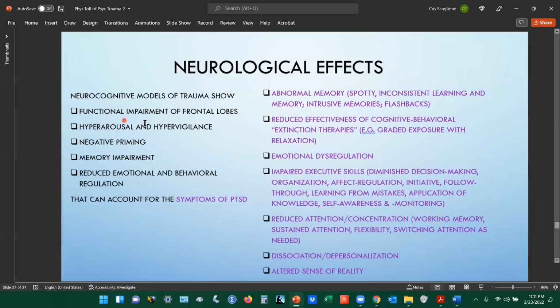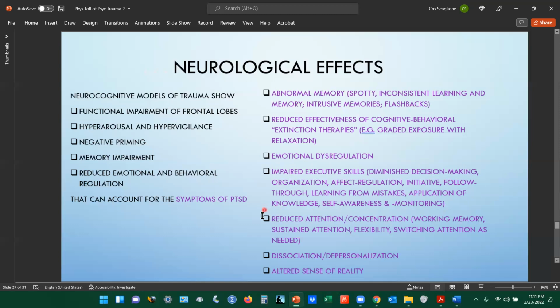Also, as a result of impairment of the connections with the frontal lobe, anything that the frontal subcortical systems are good at is going to be impaired. You have impaired executive skills, particularly problems with decision-making, organization, regulating our emotions, initiative and follow-through, the ability to learn from our mistakes, the application of any knowledge that we've acquired, and also, really importantly, some self-awareness and self-monitoring. These tend to be quite impaired, especially if somebody has PTSD and is being stressed out.